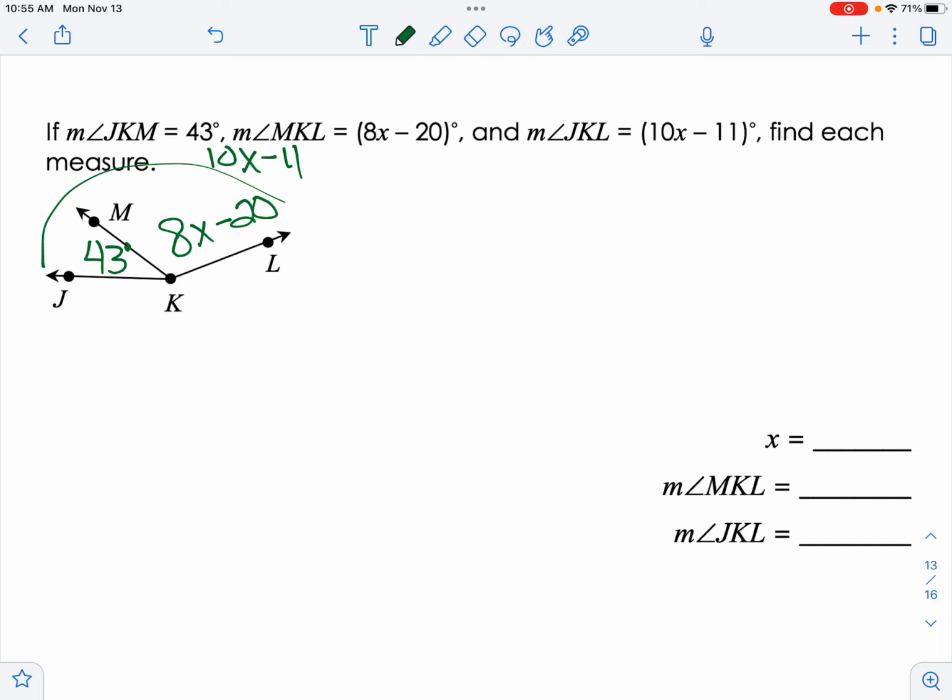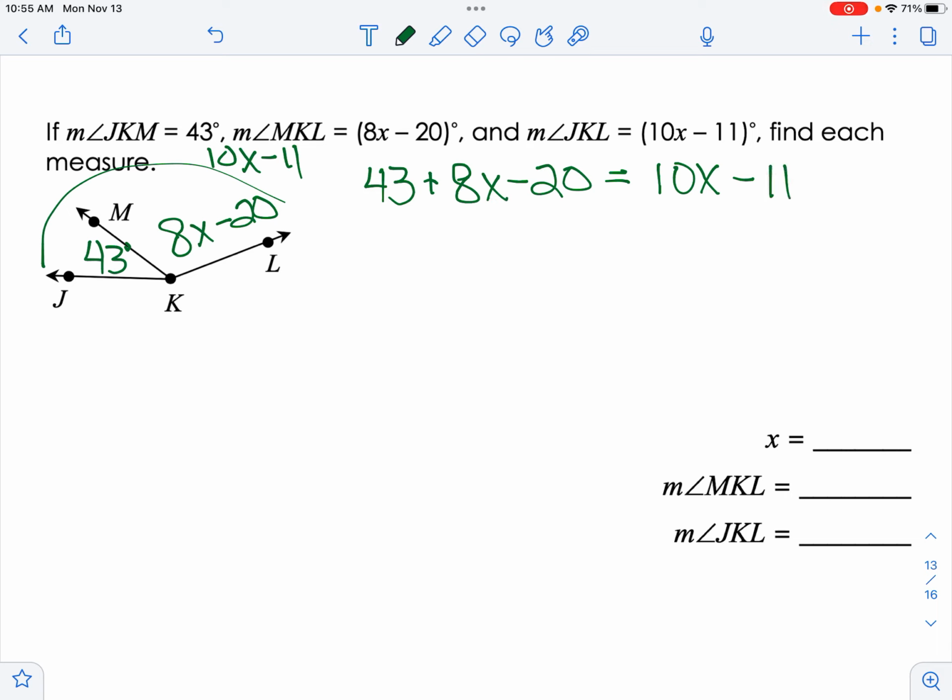So I'm just going to say 43 plus 8x minus 20. That should be equal to the whole thing, 10x minus 11.